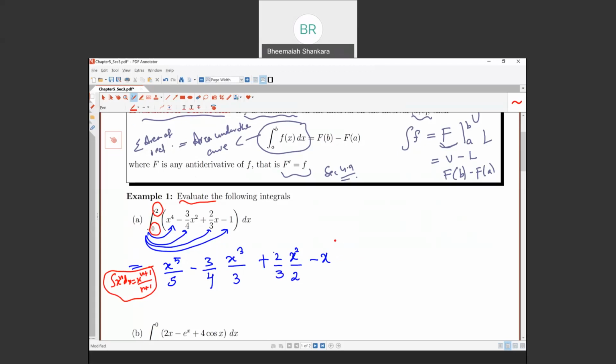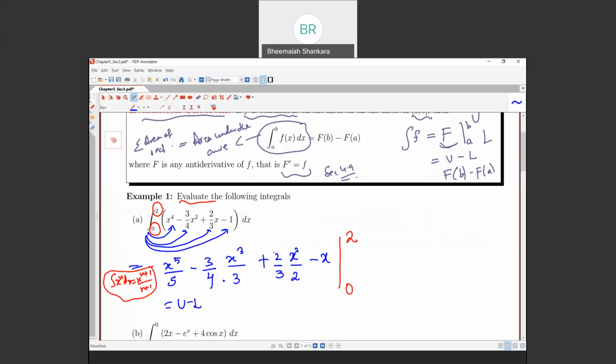Rather than writing plus C, you will put a slash line and write the lower limit, 0. This is given for you in the integral. Write the 2 as the upper limit. This is given for you in the given problem. Lower limit 0, upper limit 2. Now, understand that it's always the upper limit minus the lower limit.